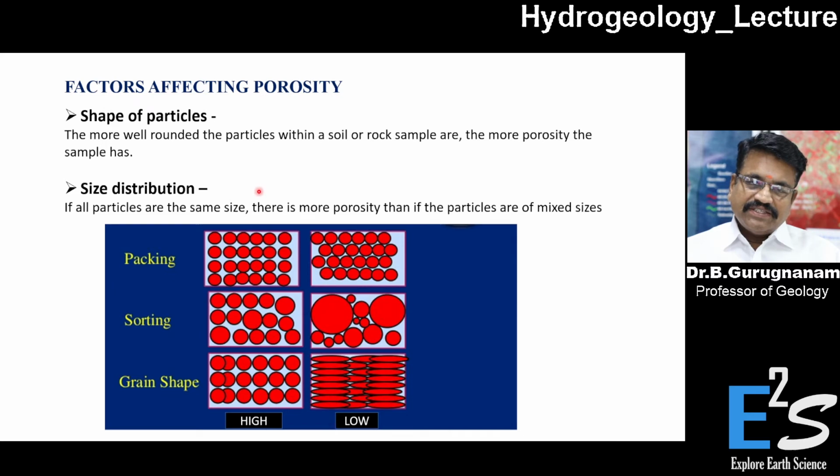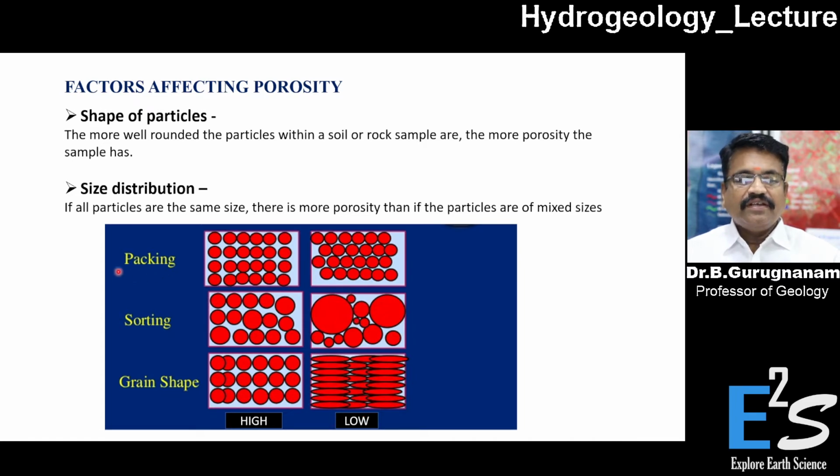What are the different factors? As I said, size and shape of the sediments. These are examples of porosity and how shape and size affect it. Well-rounded particles in soil and rock will normally have more porosity. If the shape of the particle is well-rounded and arranged in such a way, then you will get higher open spaces, or high porosity. If it is irregular, the porosity will be reduced. So that is the example.